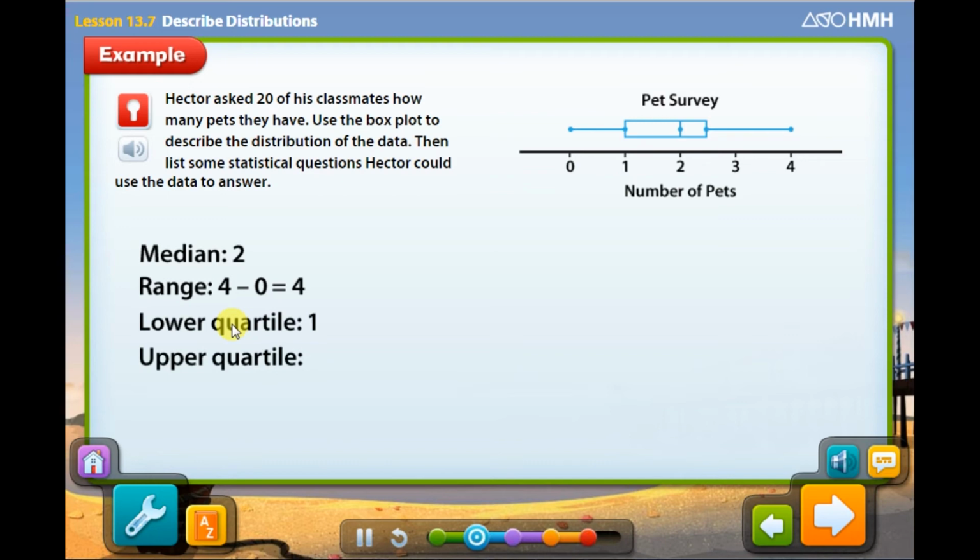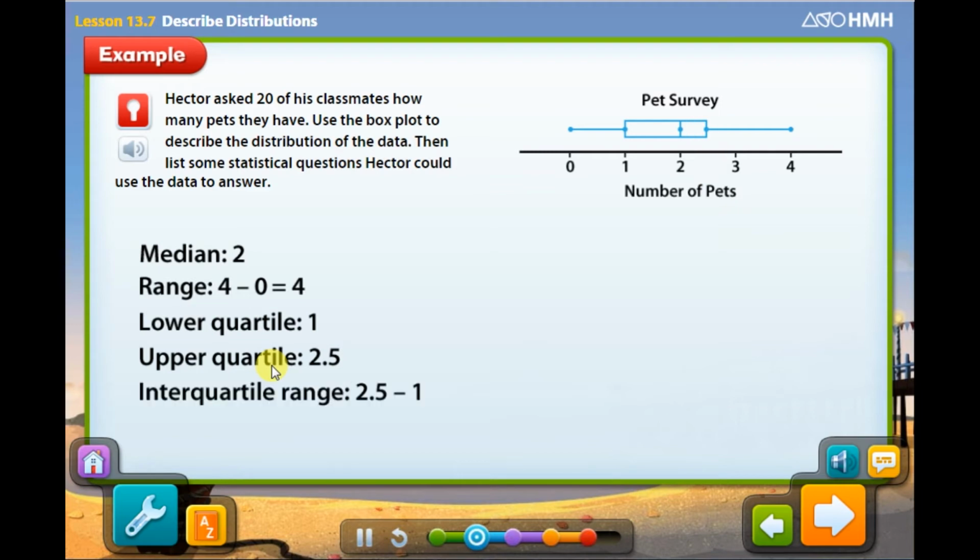Now find the upper quartile. Okay, it's on the right side of the box. It's between 2 and 3, so it is just in the middle. 2.5 will be. The box plot shows that the upper quartile is 2 5/10.